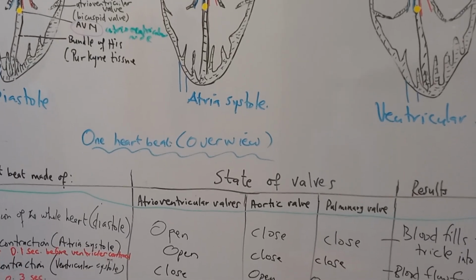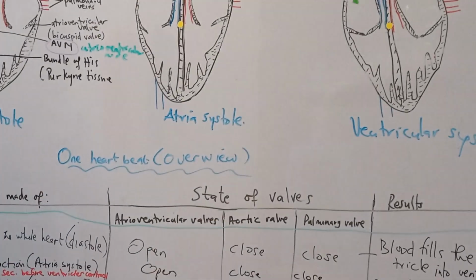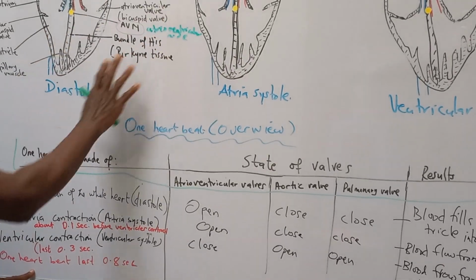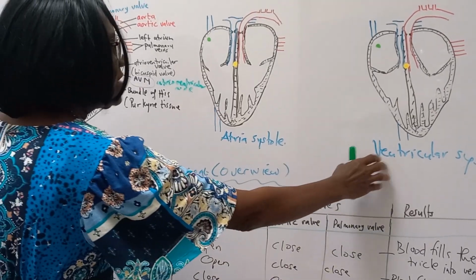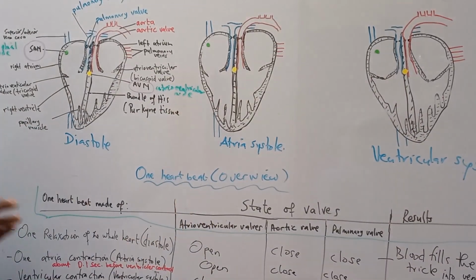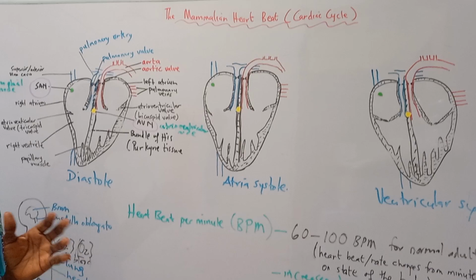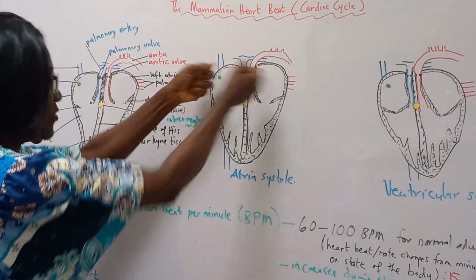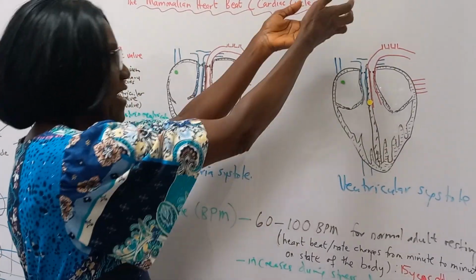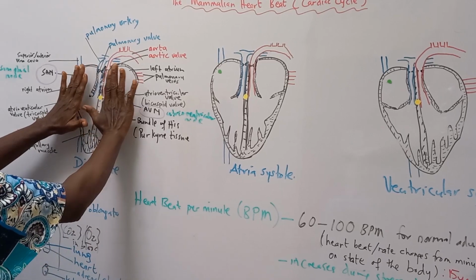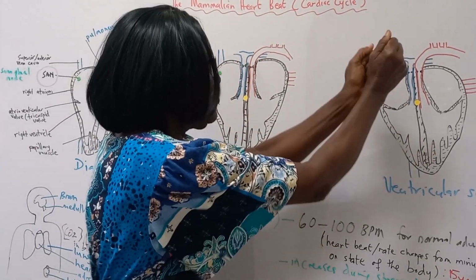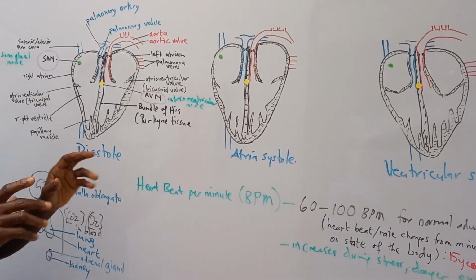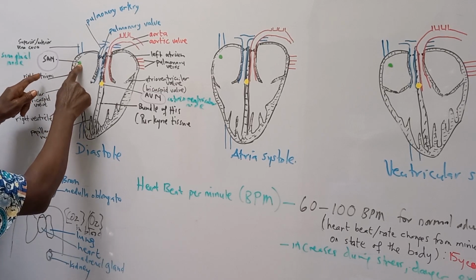Also to be noted is that ventricular contraction lasts about 0.3 seconds, and one heartbeat, diastole, atrial systole, ventricular systole, lasts 0.8 seconds. One heartbeat is made up of diastole, where the whole heart relaxes, then the atria contract, then the ventricles contract. So it's like one heartbeat is like quiet, boom, boom. That's one heartbeat. So what makes the heart beat rhythmically is the sinoatrial node.